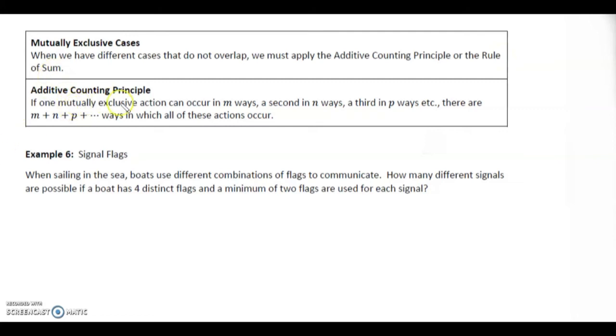The additive counting principle says: if one mutually exclusive action can occur m ways, a second action can occur n ways, a third can occur p ways, etc., then all we do is add them together, and this is the total number of ways that these actions can occur. I call this, if you want to jot this down, cases, when there are different scenarios, different cases.